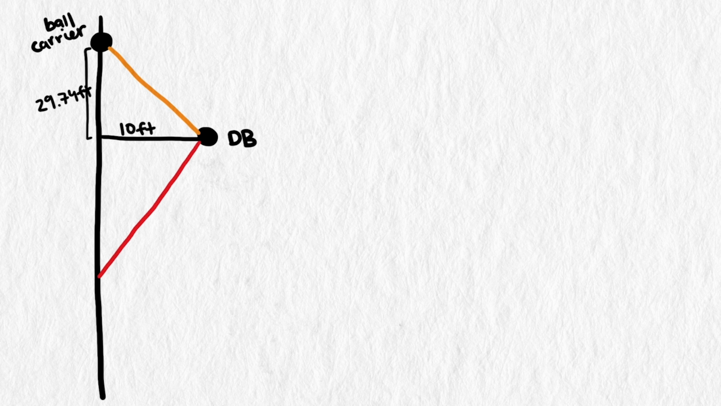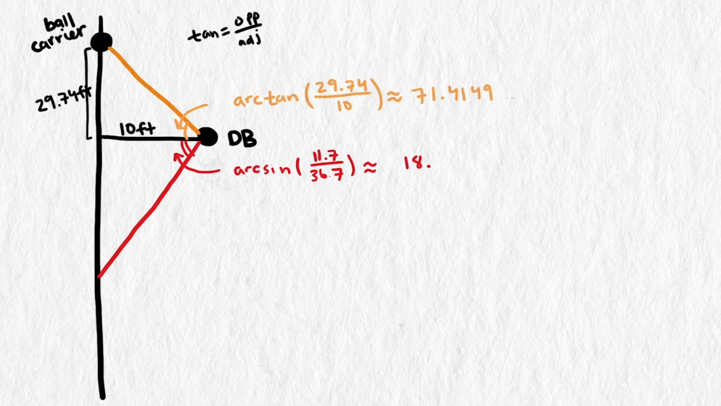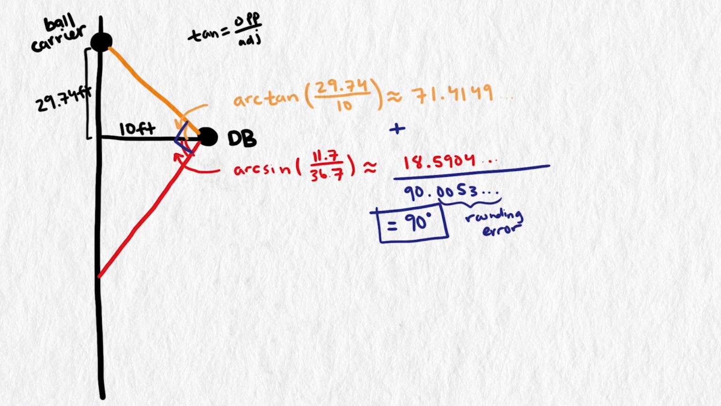We can show that this angle is 90 degrees using trigonometry by cutting the angle up into these two pieces. The upper part we can calculate with arctangent and these distances. And we learned in the previous video that this path is the arcsine of the ratio of the two speeds. Notice that they sum to something very close to 90 degrees.